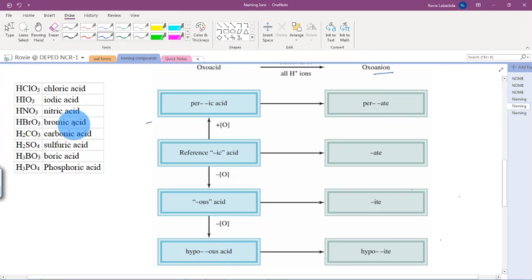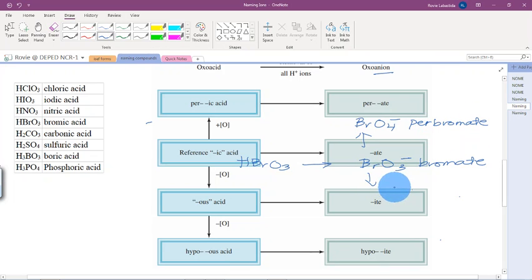Let's have bromic acid. For bromic acid, we have HBrO3. If we remove the hydrogen atom, it will become a bromate ion, BrO3 negative. So this is called bromate. If we add one oxygen atom to the bromate ion, it will become BrO4 negative. So this is perbromate.